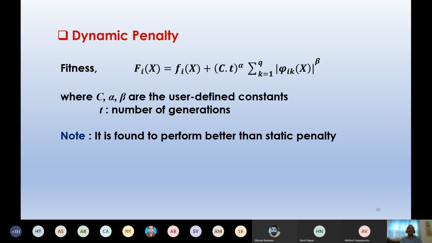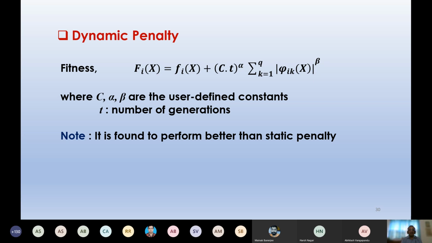Now, what is the reason behind going for this dynamic penalty? If I put t equals 1, knowing the values for C, alpha and beta and the violation of the functional constraint, I can find out the penalty term, so I can find out the modified fitness. But in the first generation, t will be put equal to 1. Second generation, t is equal to 2. Third generation, t is put equal to 3. That means as generation proceeds, the numerical value of the penalty is going to increase.